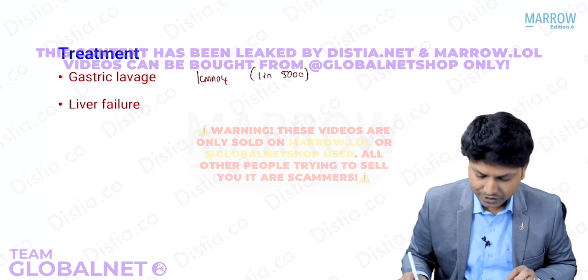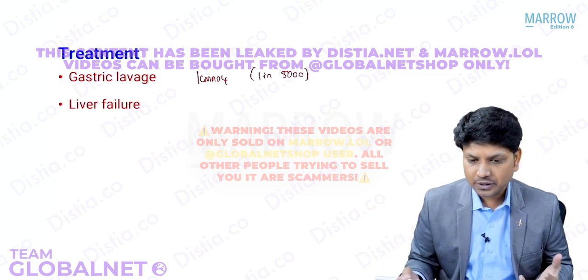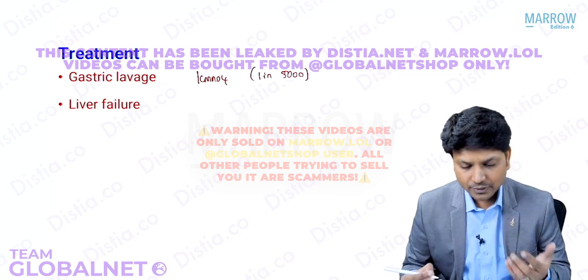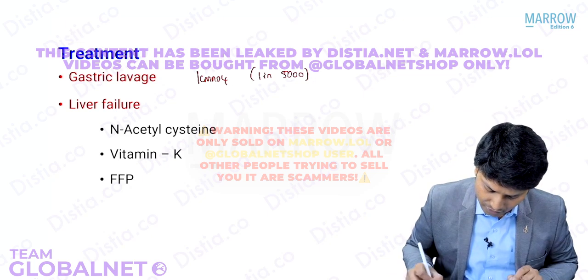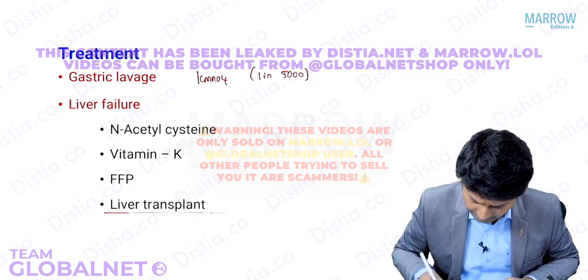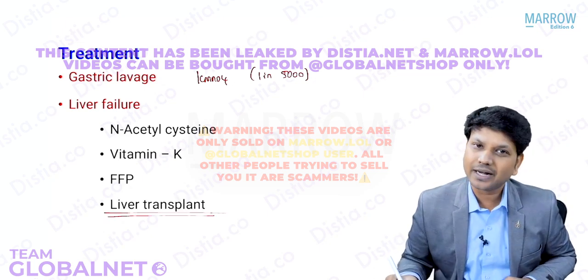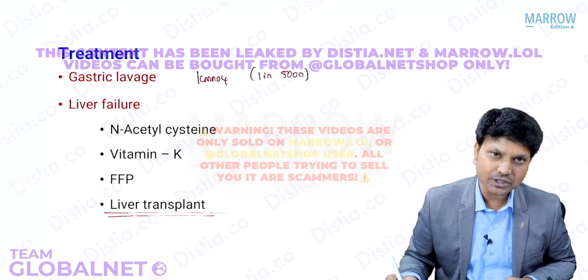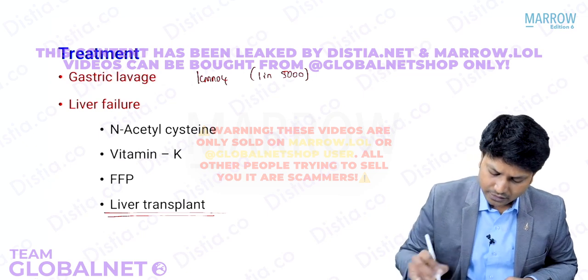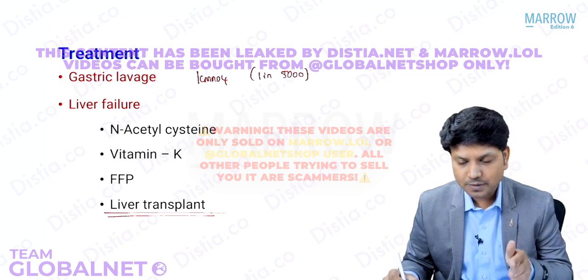And also, when the patient is moving on to liver cell failure, we need to give liver support measures. Either you can give vitamin K, N-acetylcysteine, sometimes even the patient moves on to very severe toxicity, and finally we need to do liver transplant. There is no other measure that can help the patient out. So these are the treatment aspects for acute phosphorus poisoning.